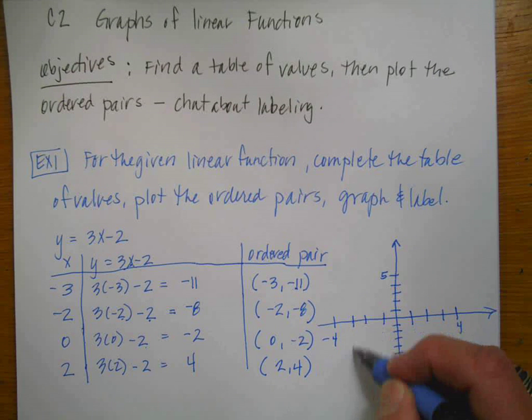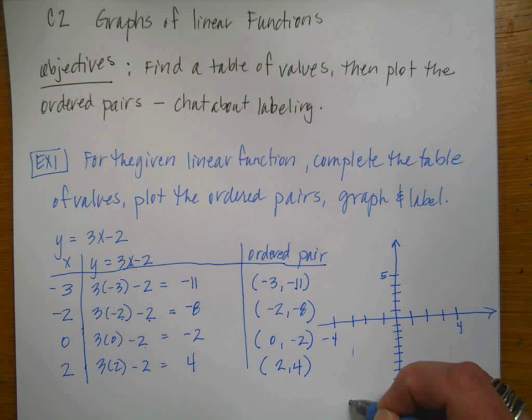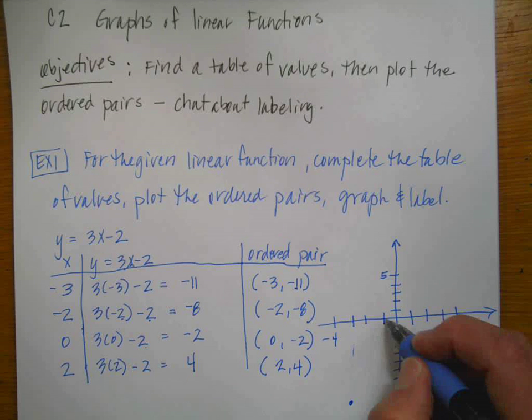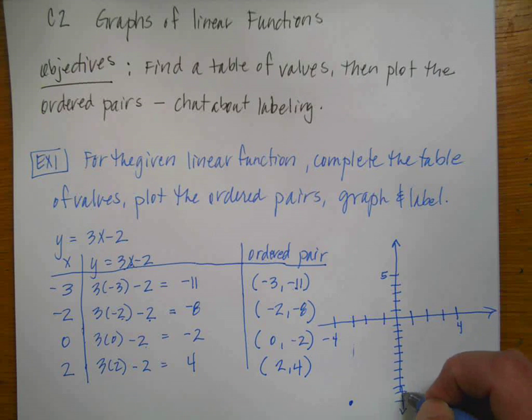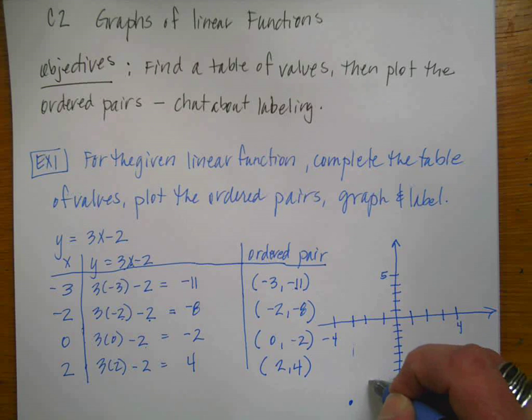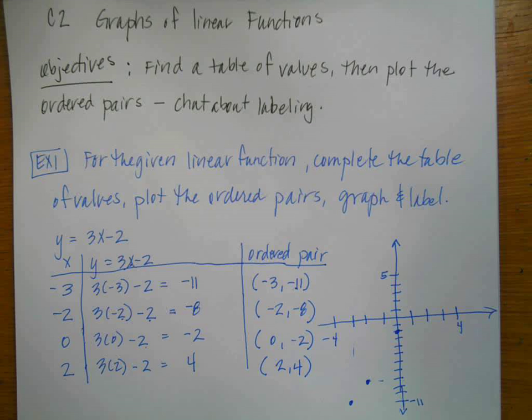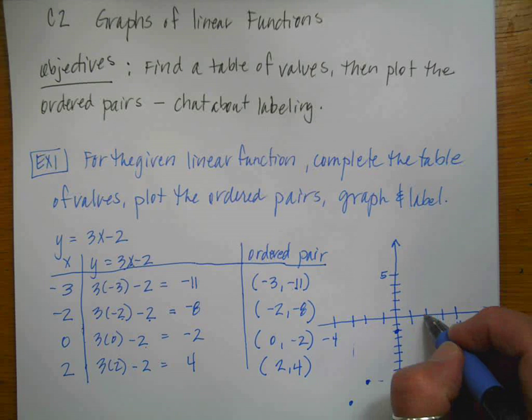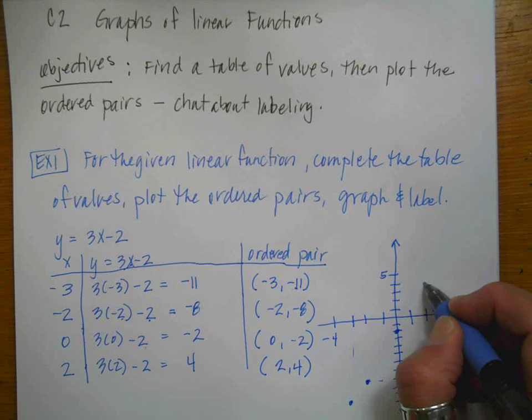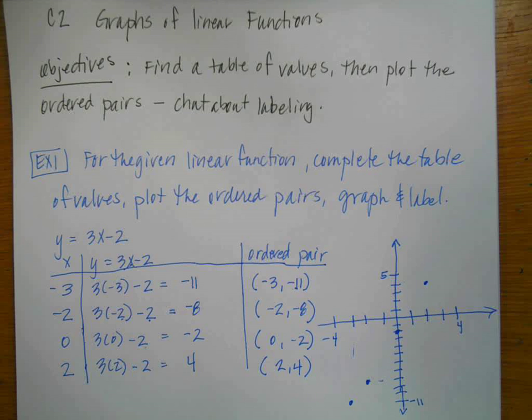A negative 3, negative 11 would be right here. Okay? A negative 2, negative 8. So 11, 10, 9, 8 is going to be right here. 0, negative 2 is right here. And then 2 and then 4 is going to be right there.